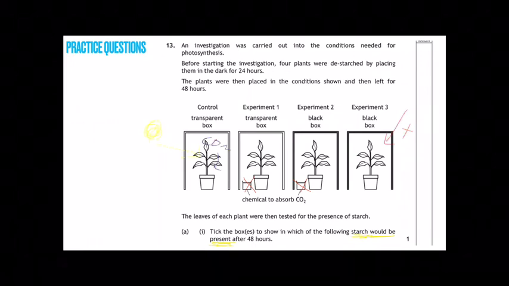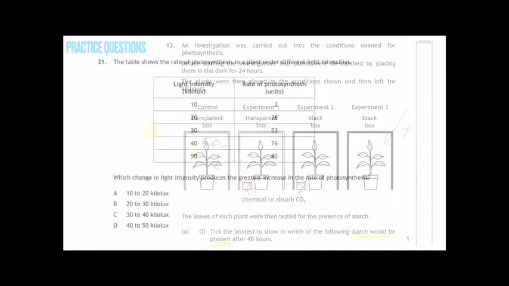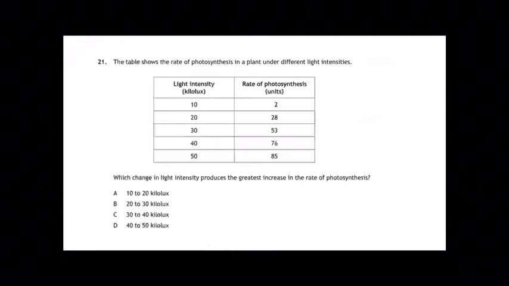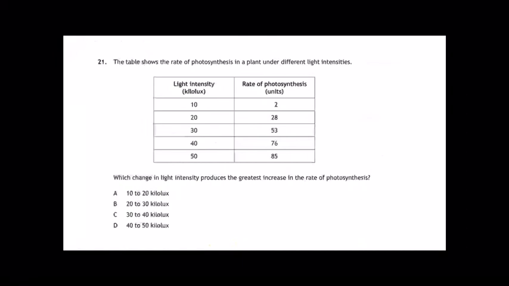So my answer is going to be the control, because it has the CO2 in the air around it, because there's no chemical to absorb it, and it's a transparent box, so the light energy is going to get through. Okay, last question, looking at the rate of photosynthesis. It's a results table. It wants to know which change in light intensity produces the greatest increase in rate of photosynthesis. You can always use a calculator in biology.